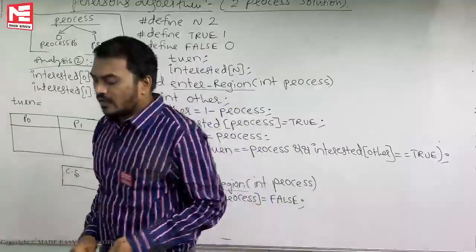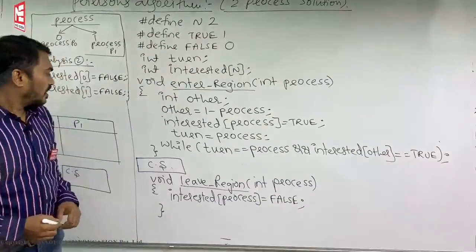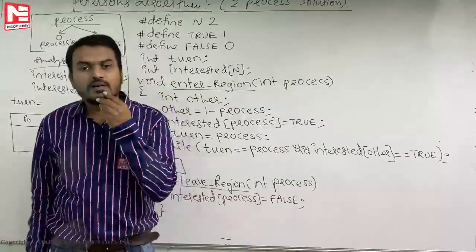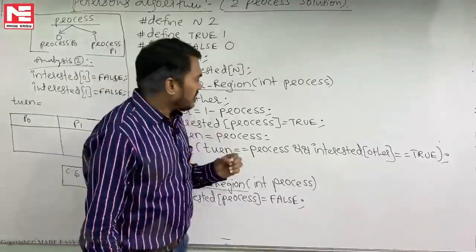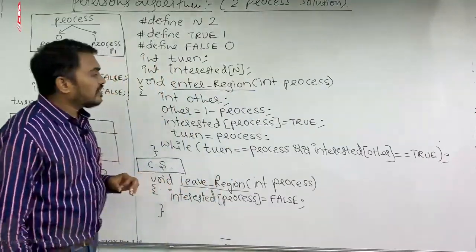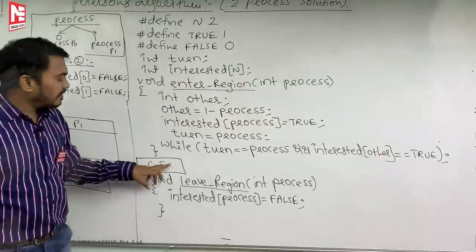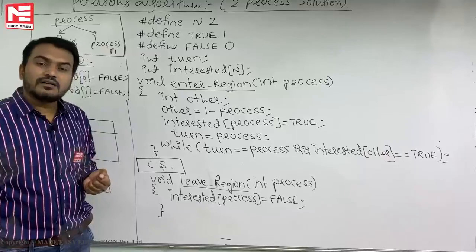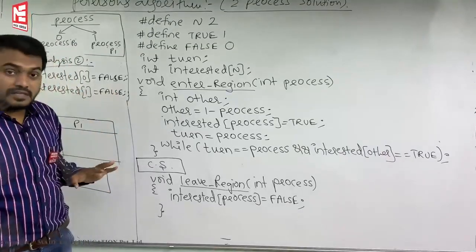So dear students, I think you have done the solution, right? In analysis 2, what you found when you tried for process P1: is P1 coming or not coming? Yes, P1 is coming to the critical section, and afterwards when you try for P0, is P0 also coming or not coming? P0 is not coming into the critical section.